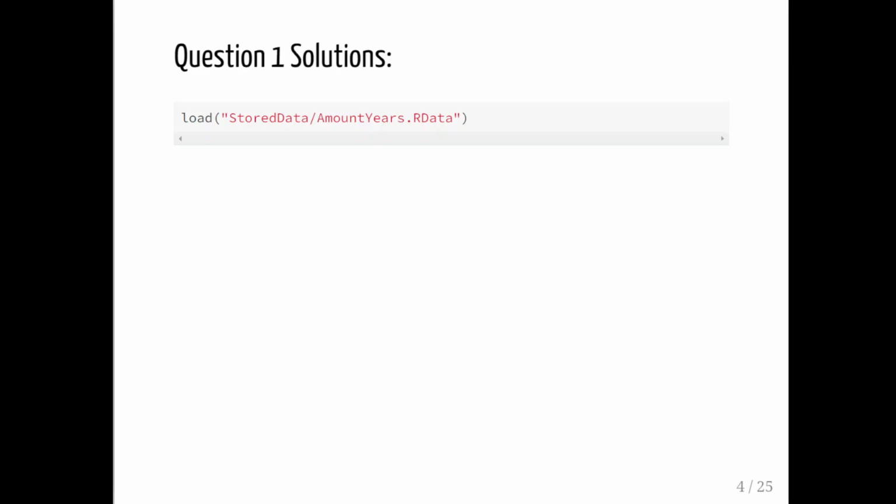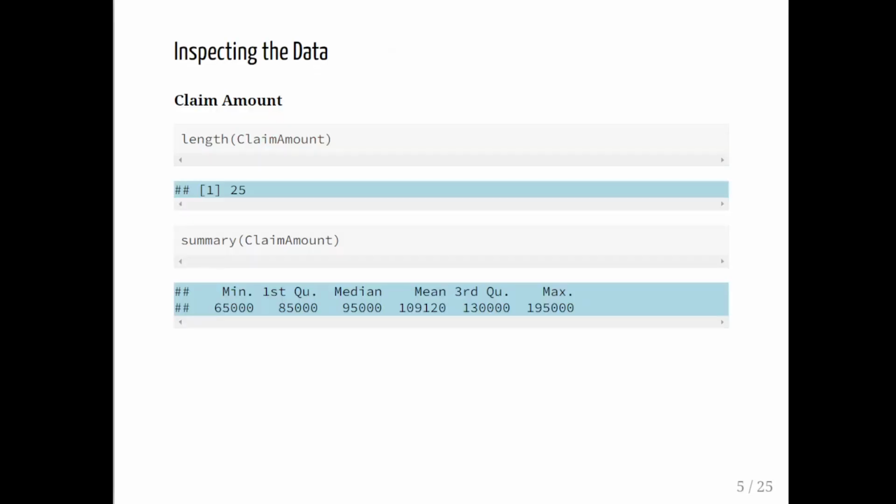So we're given two data sets to work with. They are two vectors stored in this R data file. This is material that accompanies the exam scripts. It's amountyears.rdata, and I have it stored in a folder called stored data. So I load that, just specifying the folder that it is saved in. And what we're going to do is have a look at the two objects, the two data sets.